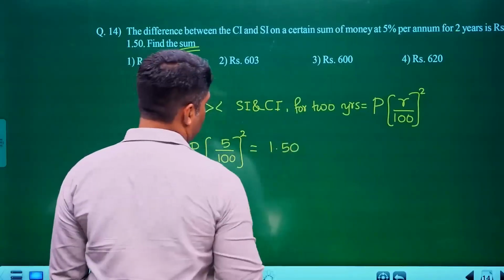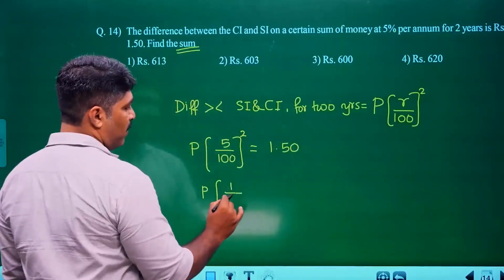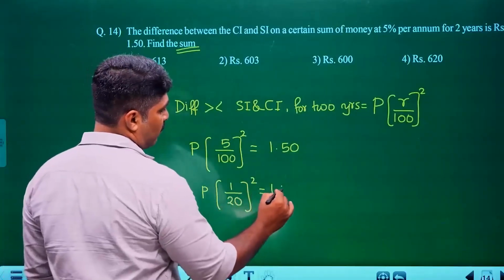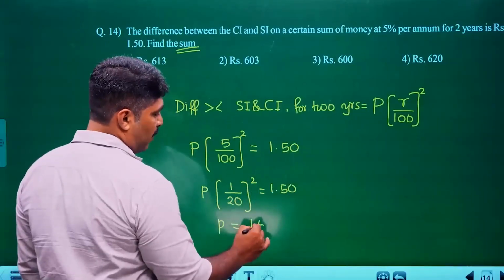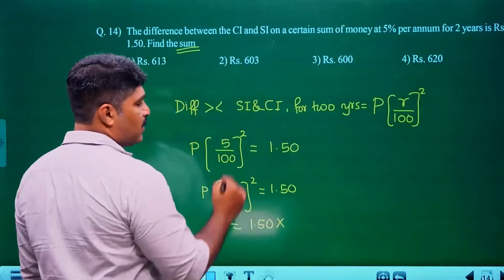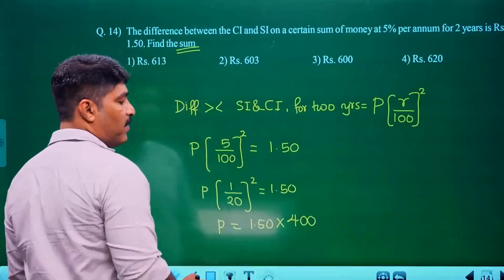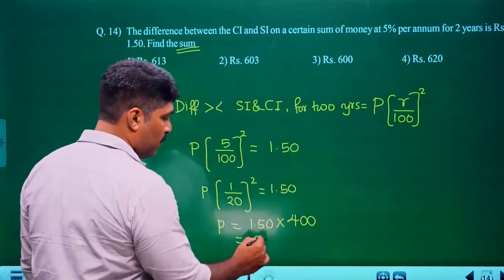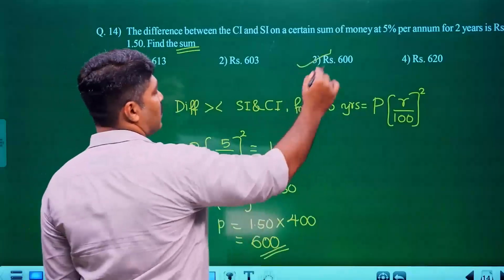So this is equal to 1.50. Then this one here we will get, this is equal to 1 by 20. The whole square is equal to 1.50. Therefore, P is nothing but 1.50 into, what is 20 square? 20 square is equal to 400. So here this is equal to 150 into 4. What is 150 into 4? That's equal to rupees 600. So hence the principal amount is rupees 600.